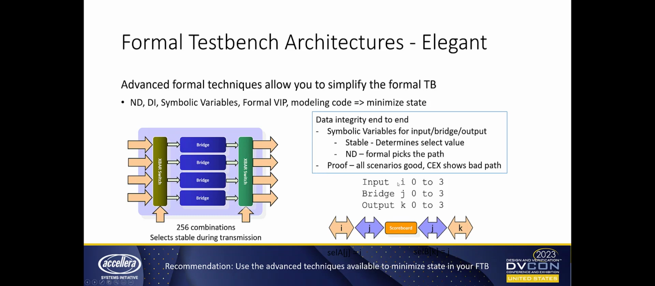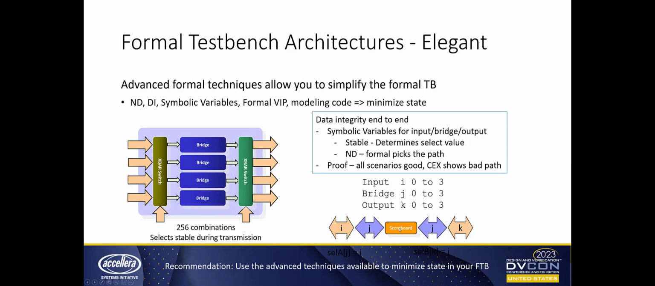And so what we do is we have some symbolic variables and let formal use non-determinism at the same time to let formal pick one of 4 inputs to go through one of 4 bridges to come out one of 4 outputs. So it's defining some path through this bridge. And when you run this, formal will figure out the values using non-determinism and the symbolic variables here to pick the path that has the bug, whether it's dropping data or adding data or those types of things, any kind of data integrity bug. And so you have a very efficient formal test bench.